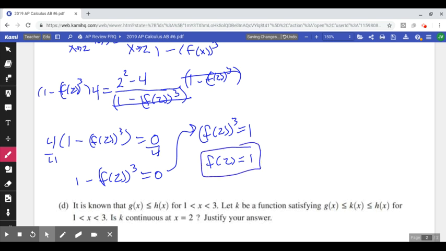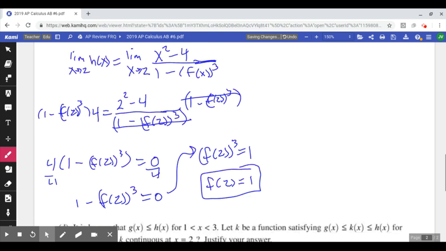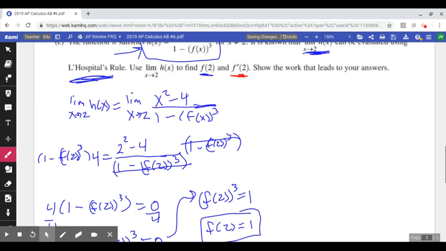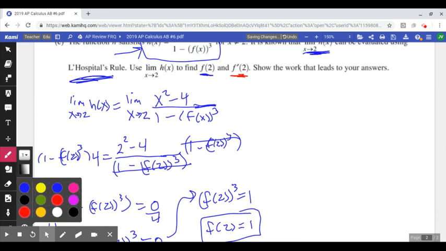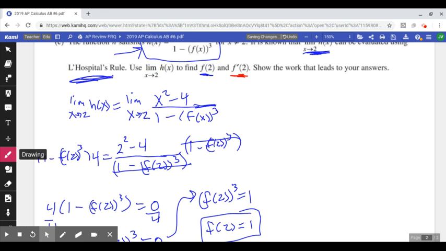So the first point is kind of for the setup, and then the next point is for figuring out the actual value. Let's go ahead and work with the next one, and here we want f prime at 2. So here we have the limit as x approaches 2 of h of x. We're going to write the same thing down we did before. The limit as x approaches 2 of x squared minus 4 all over 1 minus f of x to the third power. Same thing, same start.